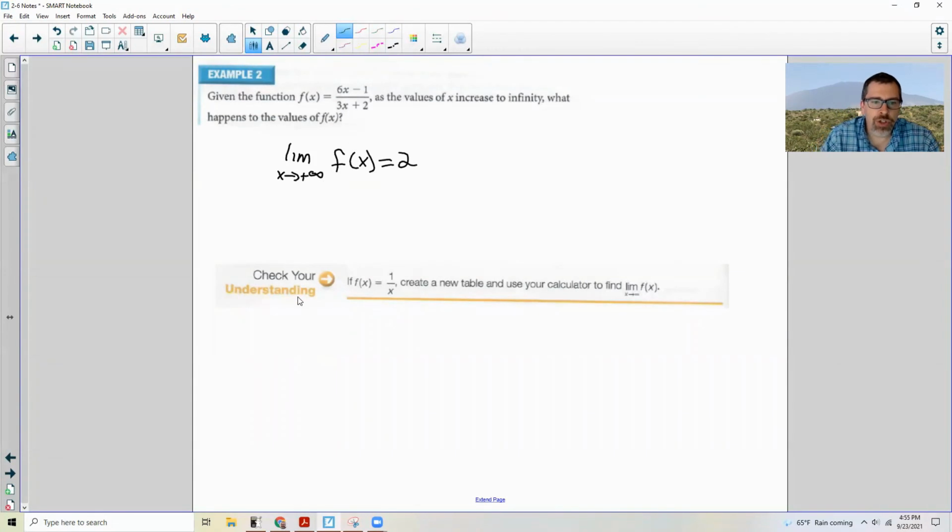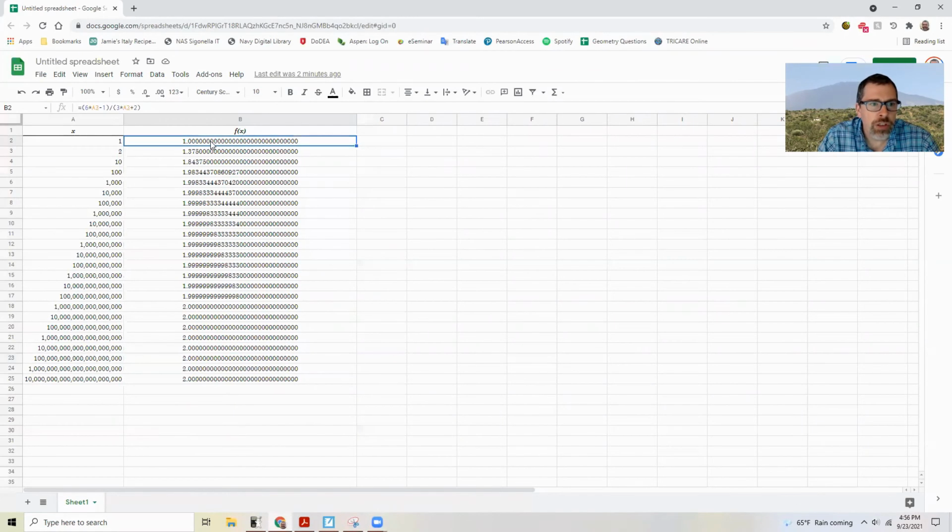Okay. So now it says, check your understanding. If f of x equals 1 over x, create a new table and use your calculator to find the limit of f of x as x approaches infinity. That's how we say that. So you would say the limit as x approaches infinity, f of x equals what? So if I now do that, I'll use a spreadsheet. And if I go into my spreadsheet and just change that first function to 1 divided by this.